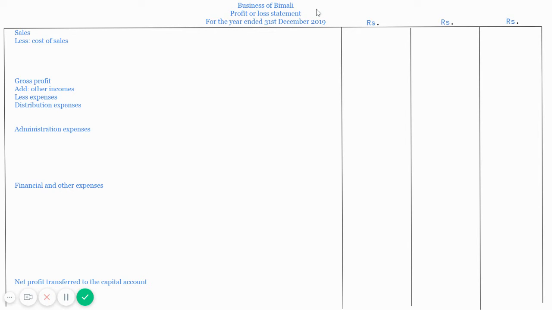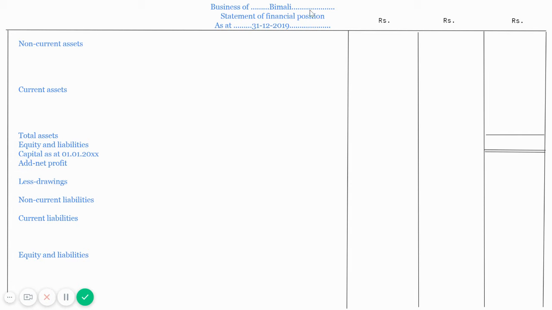another half a mark will be awarded for the heading that you are going to write in the profit or loss statement. And this wording should be very, very clear here. The profit or loss statement is for the year ended 31st December 2019. A statement of financial position will be as at a particular date, which should be mentioned.